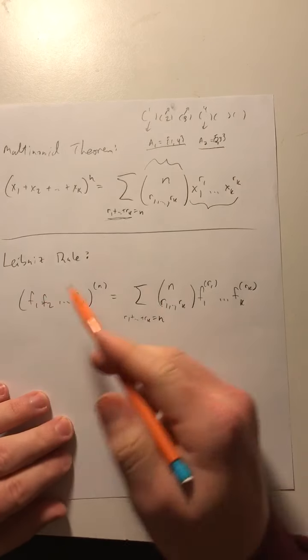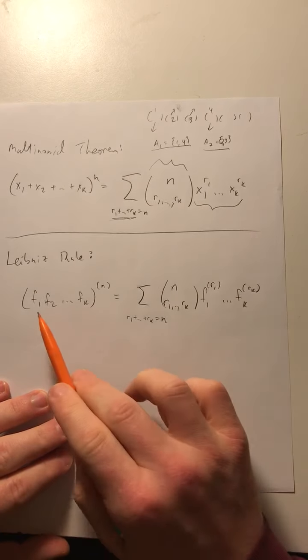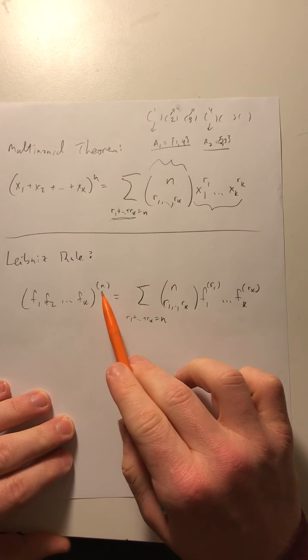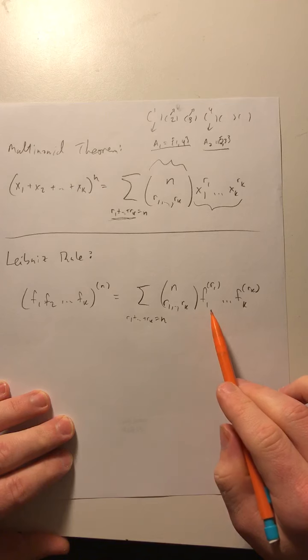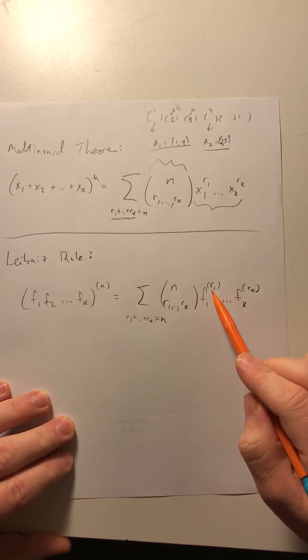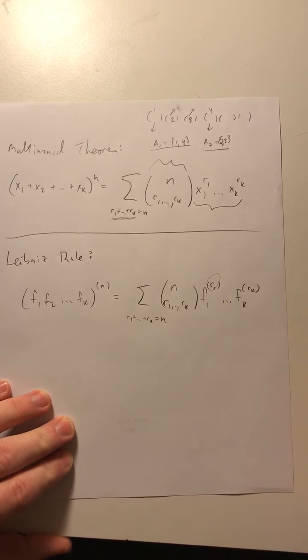We also have the similar Leibniz rule. If I want to have f1 times f2 times f3 up to fk, and I want to take the nth derivative, it's going to be exactly like this. It looks exactly like this, except these are not raising to a power, these are taking derivatives. Other than that, everything else is the same.